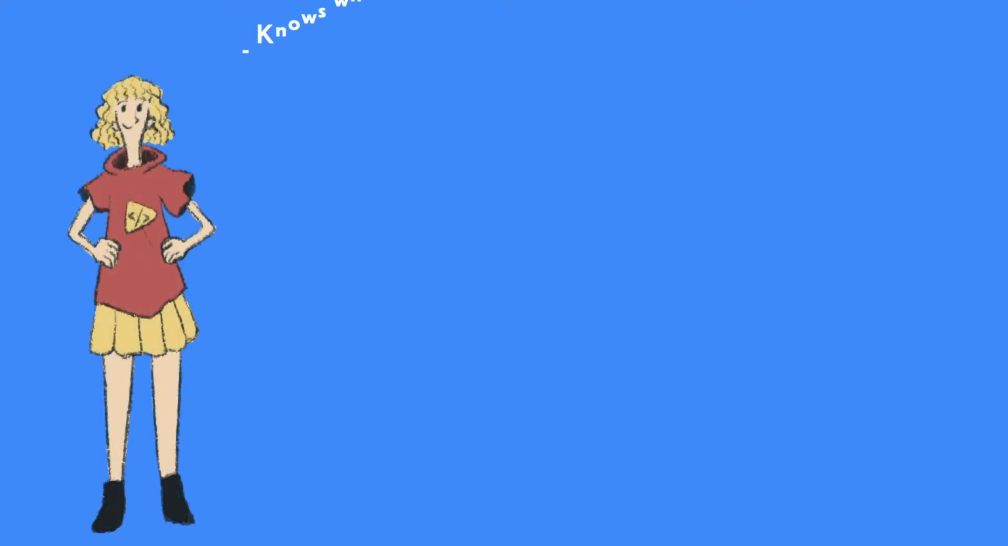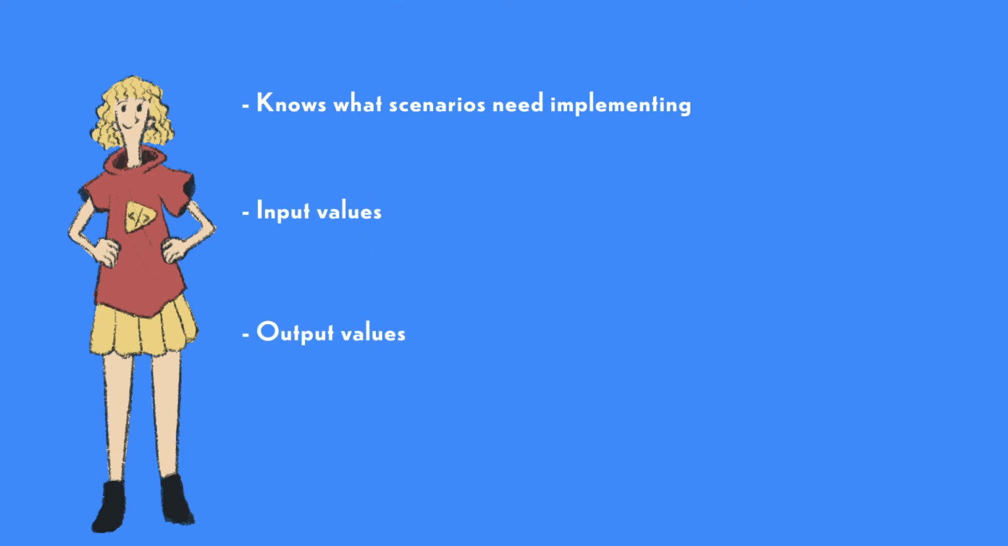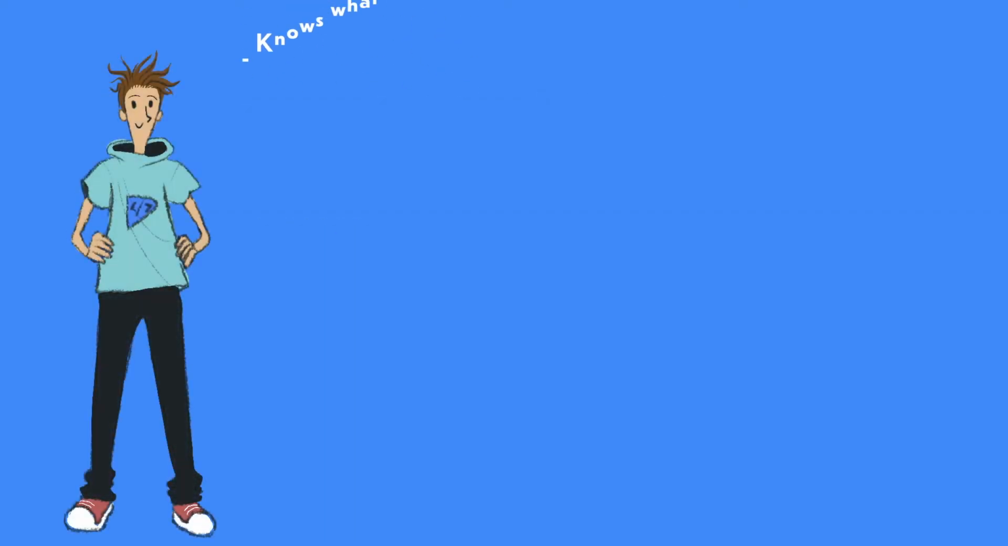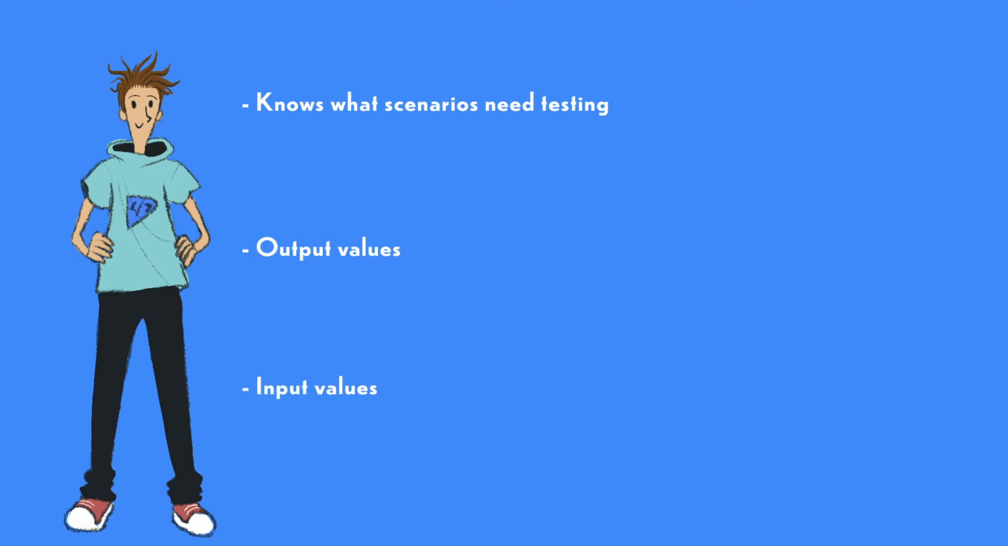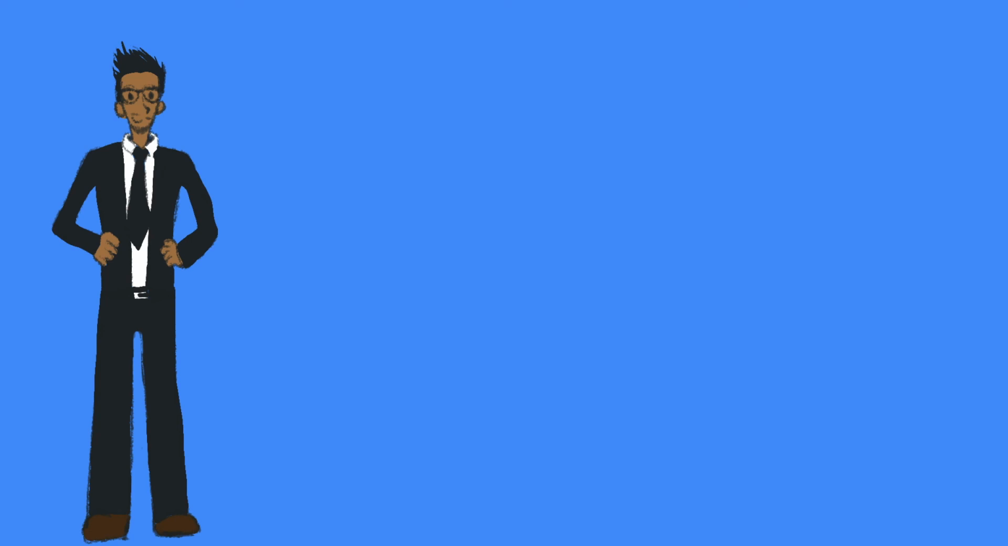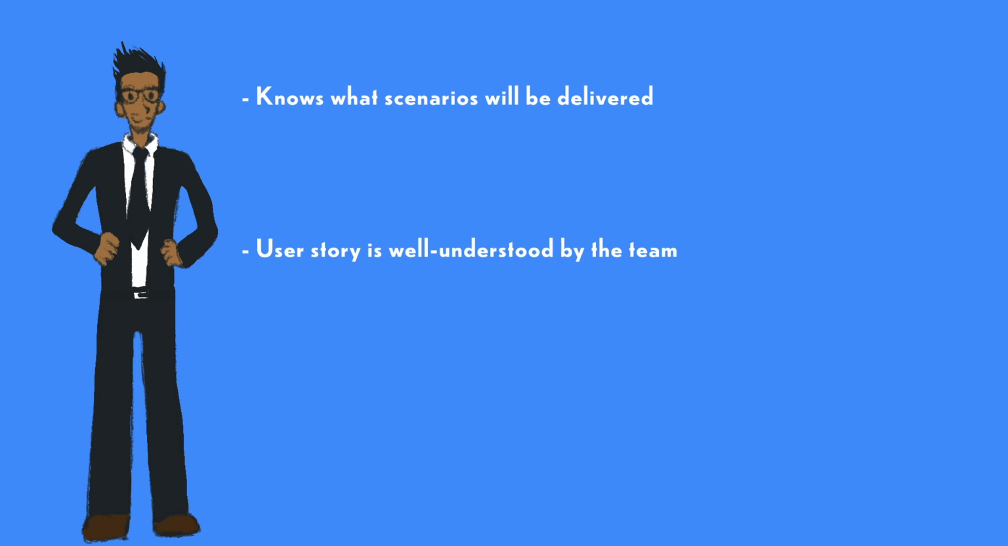Dev knows what scenarios need implementing, its input values, output values, and the process flow diagram. Tester knows what scenarios need testing, what output values should be tested, and what input values are required to test the scenarios. Business analyst or product owner: they know what scenarios will be delivered as part of the user story, and will be sure that the user story is well understood by the team, and that all possible scenarios expected by the business will be addressed when the team delivers the user story.